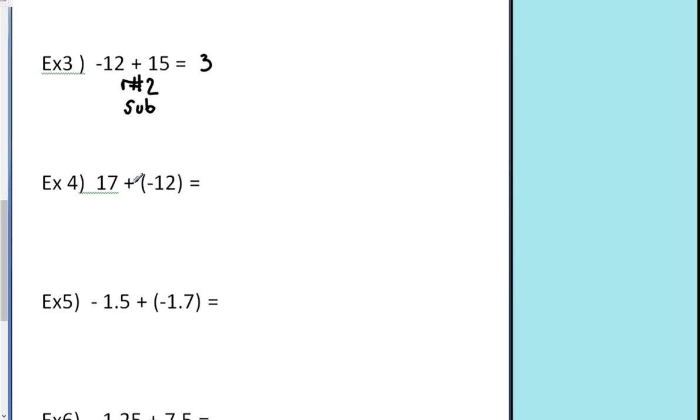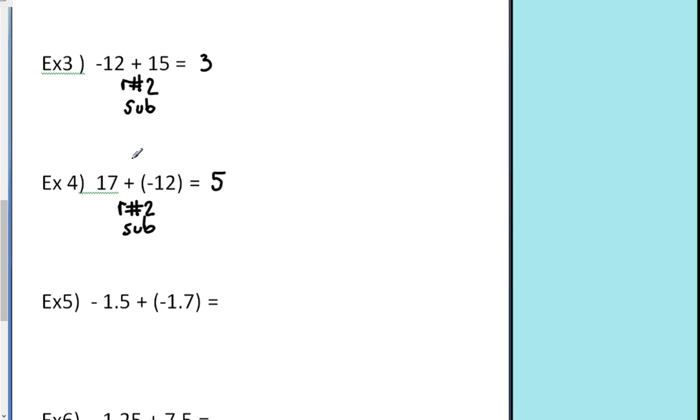Another example, 15 plus a negative 12. These are yellow chips, these are red chips, these are positive, these are negative. That makes them different signs. So that's rule number 2. Rule 2 says to subtract. That's the key word. Do what it says. 17 minus 12 is 5.